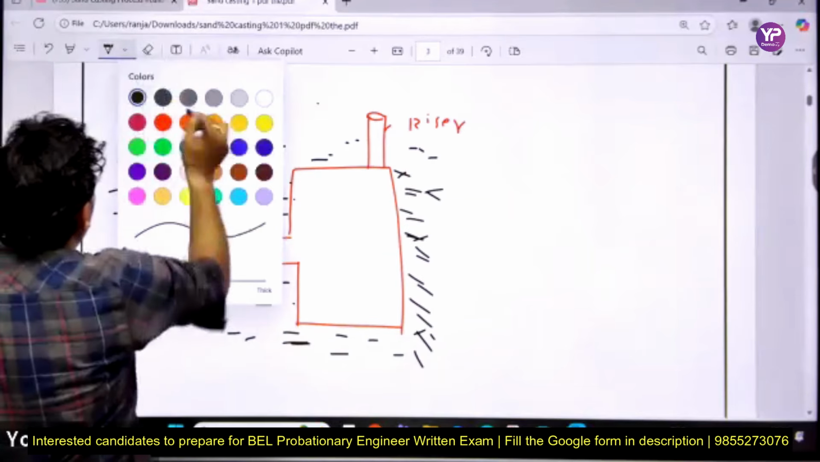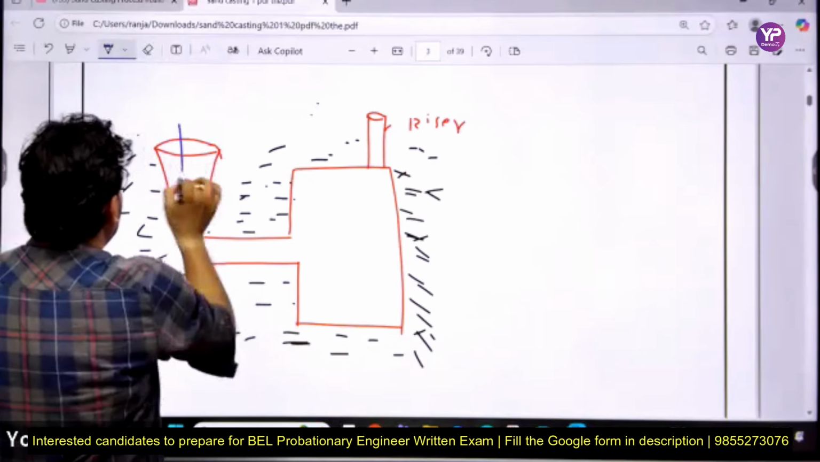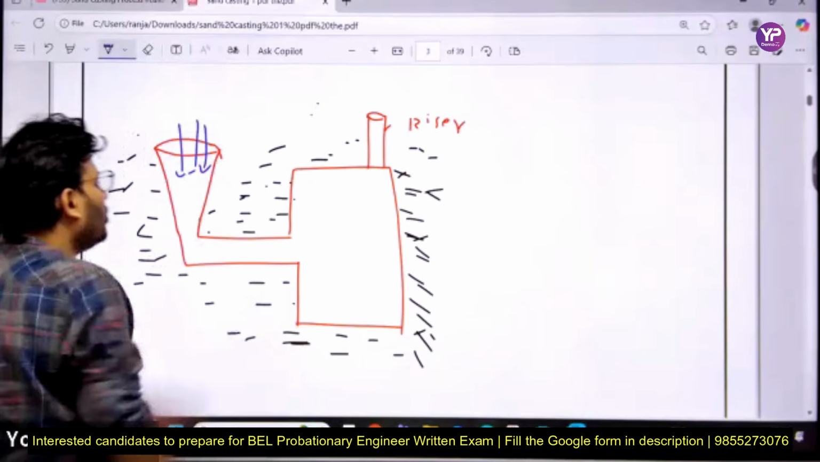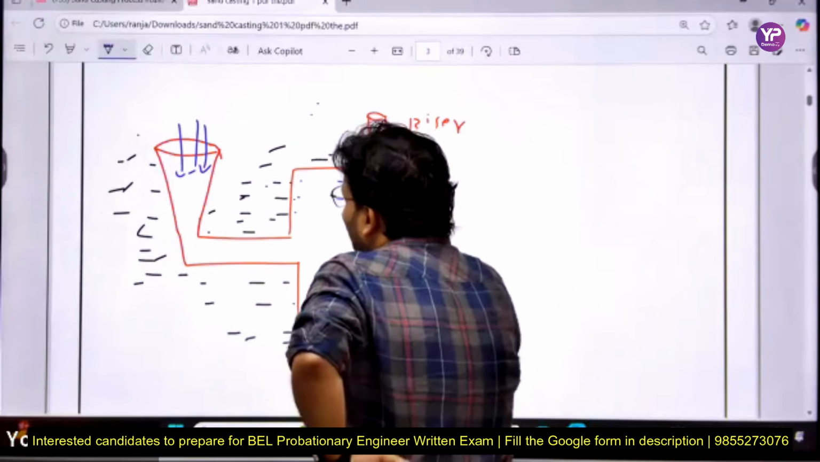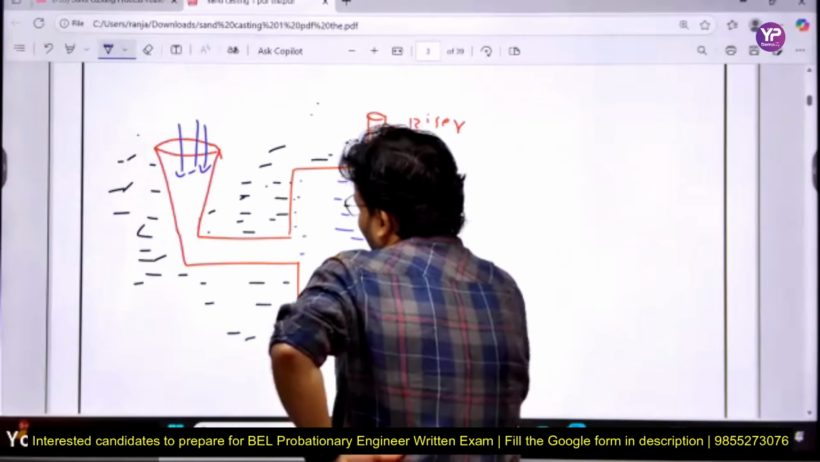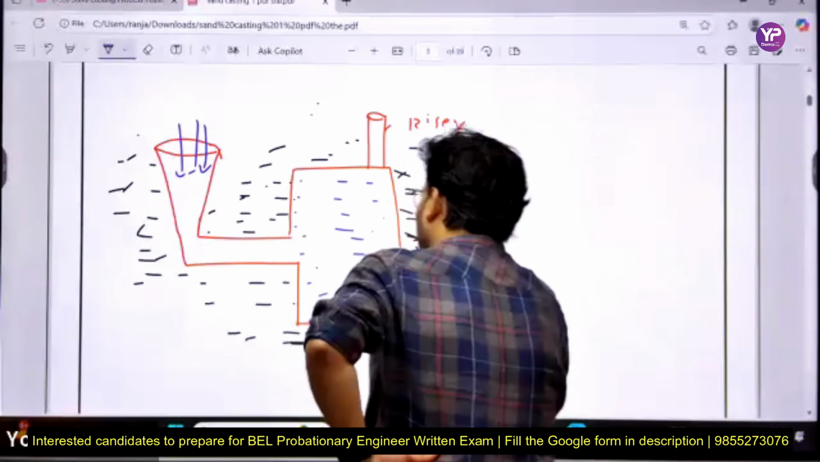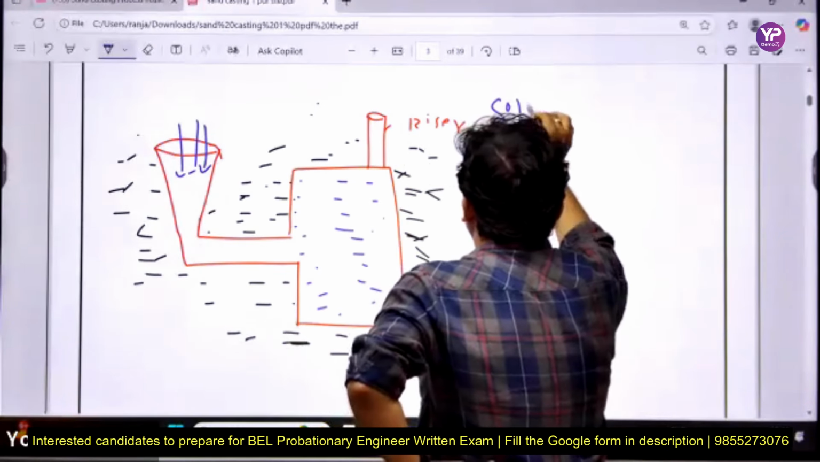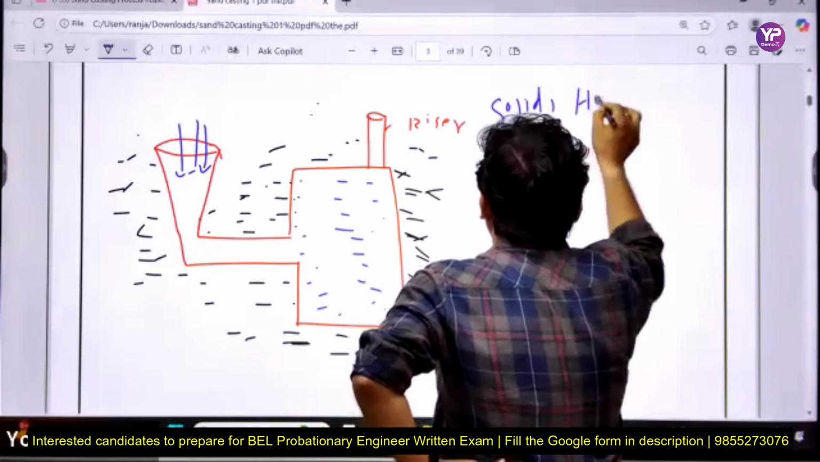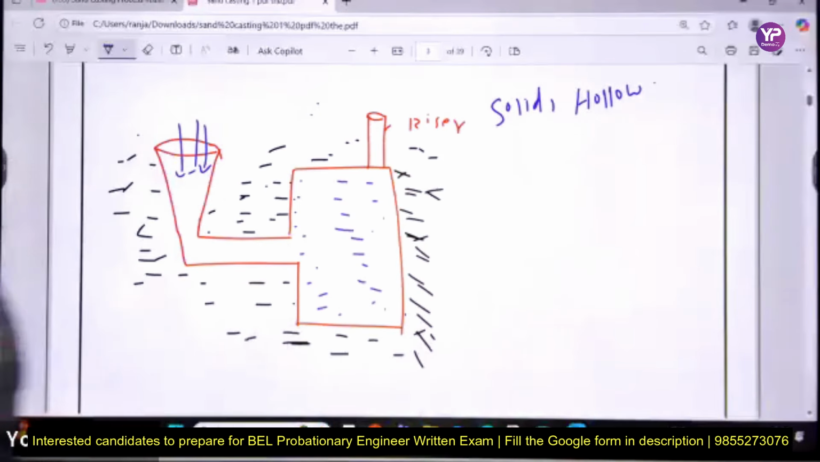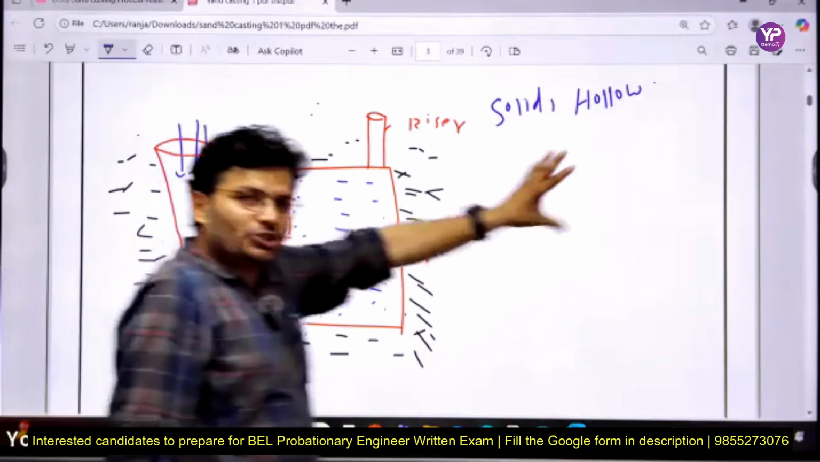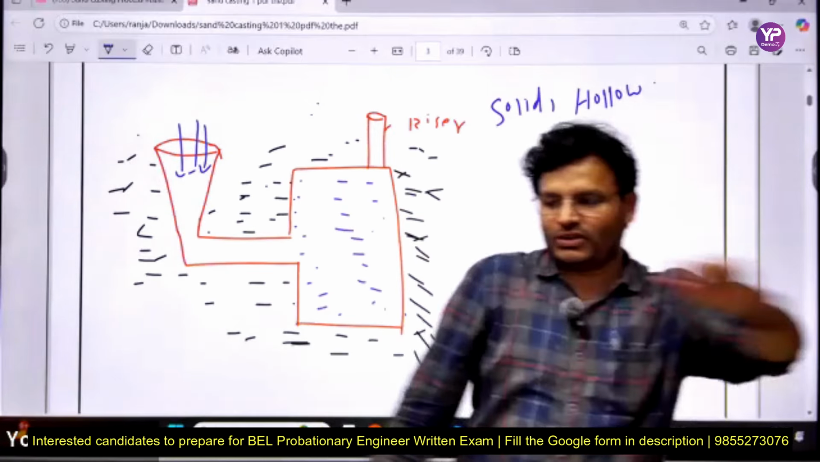Okay, you have poured the molten metal. This is your molten metal you are going to pour. Tell me, once it fills that cavity, will the product be solid or hollow? What do you think? Tell me fast. Yes sir, the product that I am getting here will be solid.